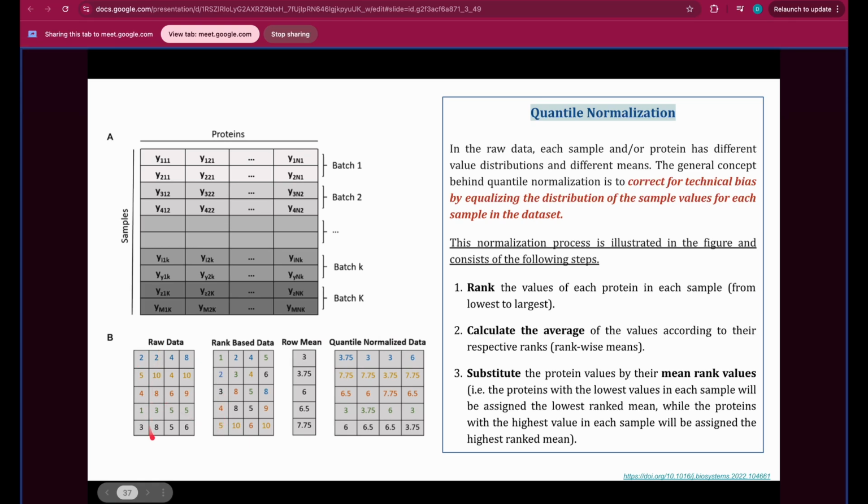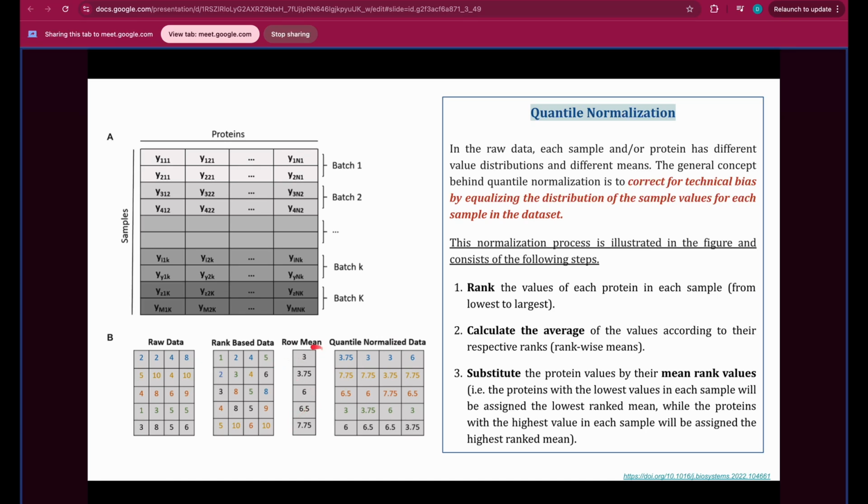Similarly, for the second column of the raw data, we will sort these values. In rank-based data, they will be sorted as 2, 3, 8, 8, 10. So these were randomly arranged like this. Similarly, for our third column also, we will sort these values, and similarly for our fourth column also, we will sort these values accordingly.